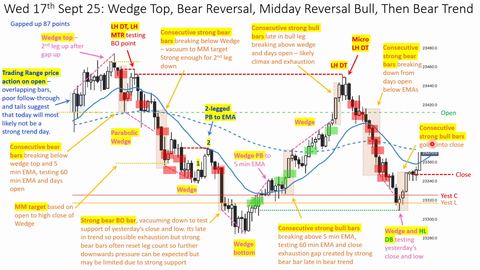So overall, to summarize the entire day, we have, as I said, the wedge top followed by a midday reversal into a bull leg, and then a bear trend into the close. And overall, big up, big down, big up, big down. I would describe this as a broad trading range for the day.